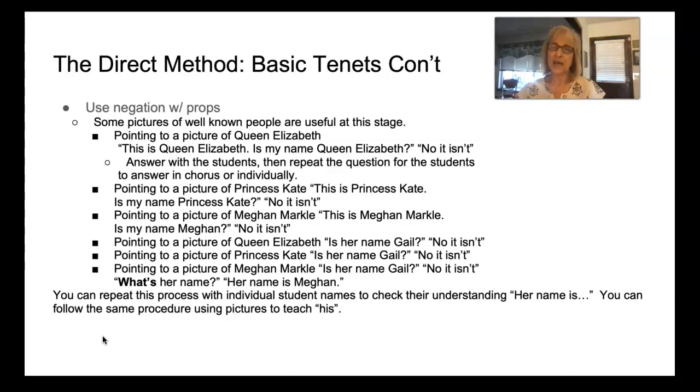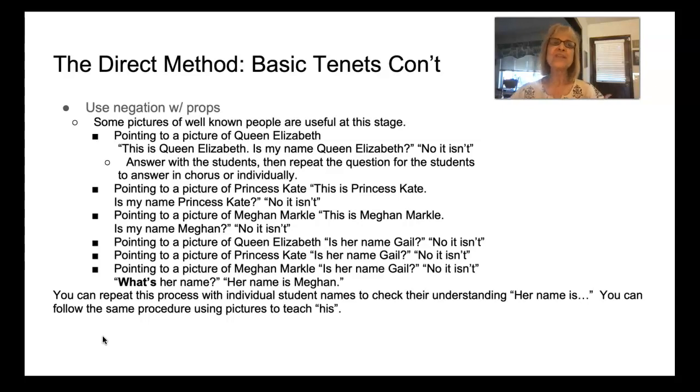So for example, I might have a picture of Queen Elizabeth and, pointing to it, say, "This is Queen Elizabeth." Is my name Queen Elizabeth? No, it isn't. And that's what I'm helping students to repeat. I want them to understand the question and understand an appropriate response. No, it isn't.